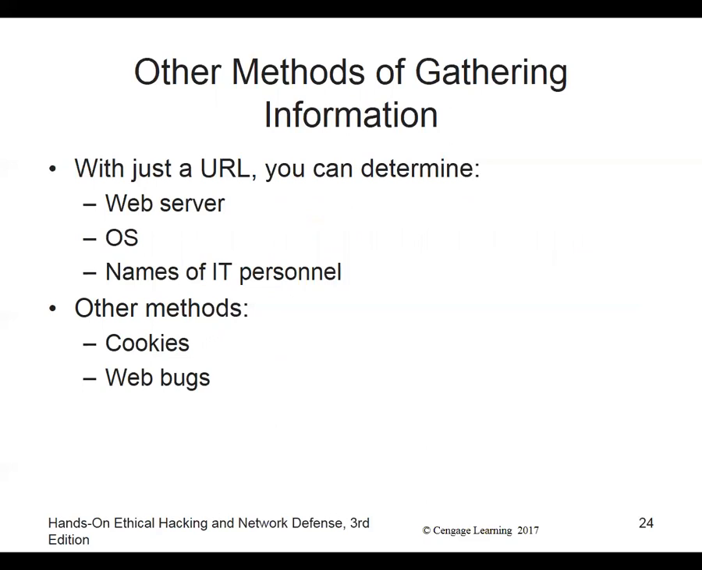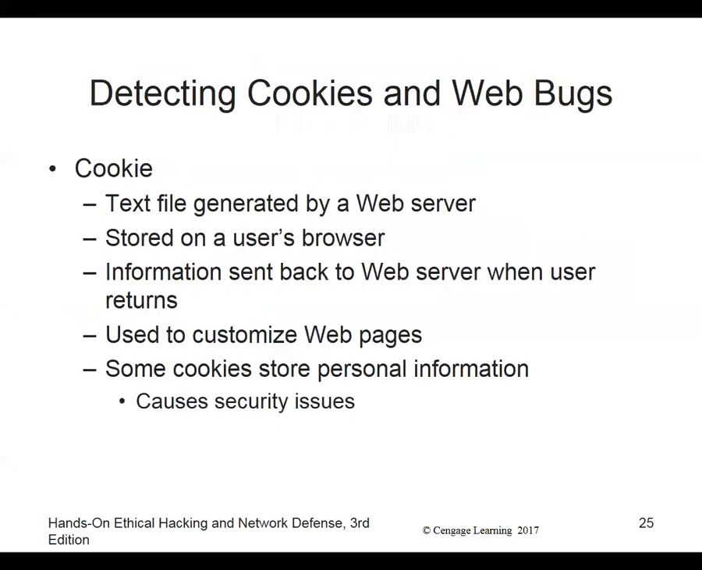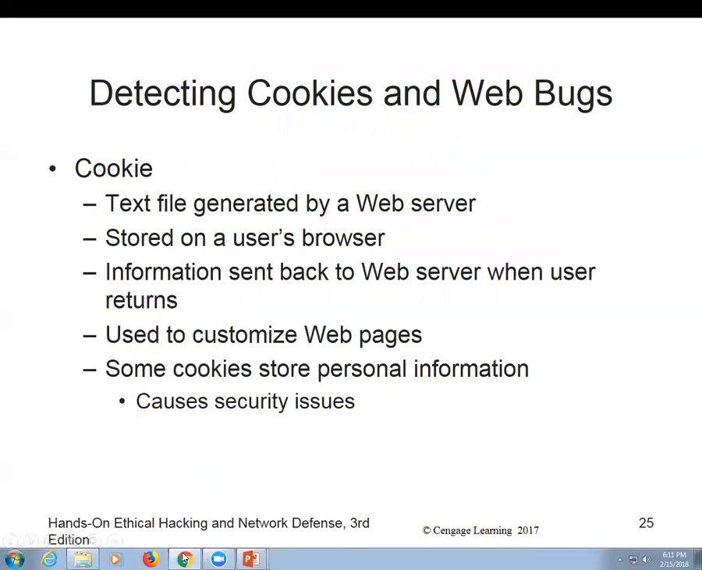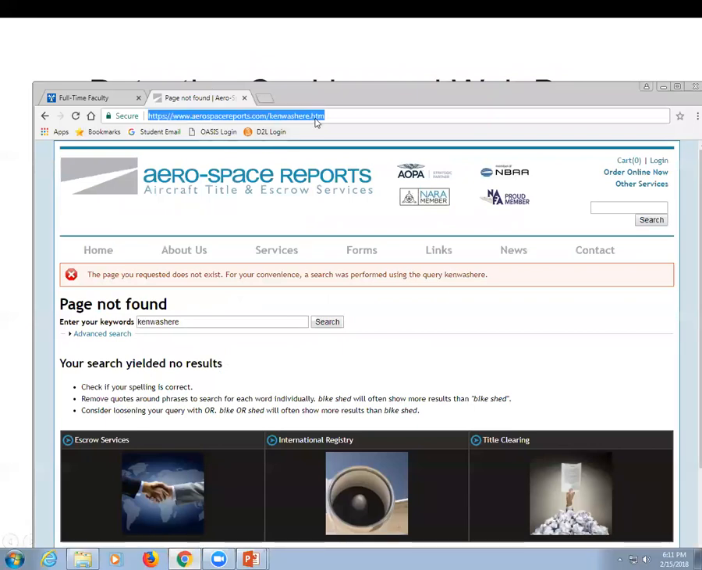Okay. So with just a URL, we can determine things like your web server, your OS, your name of IT person. Obviously, we saw how we can find that out. We can also do cookies and web bugs. Cookies is a text file. Let me show you what cookies are for, other than eating. I don't know if this cookie is in place yet.